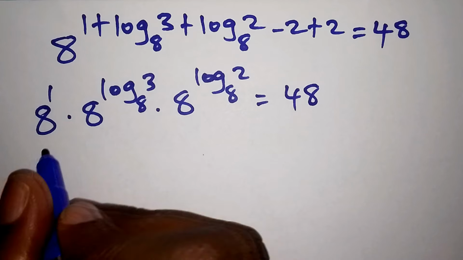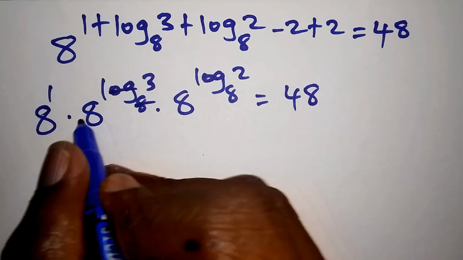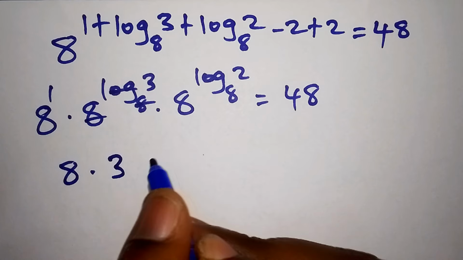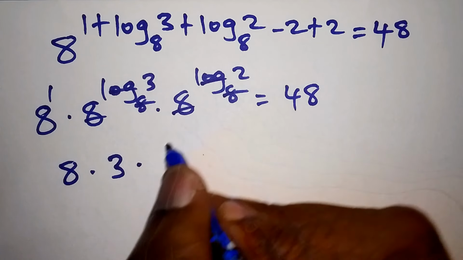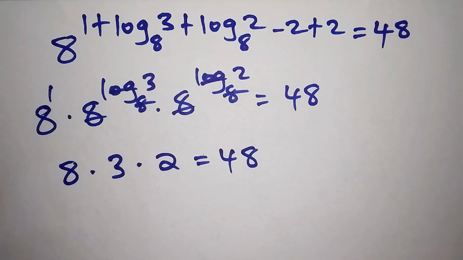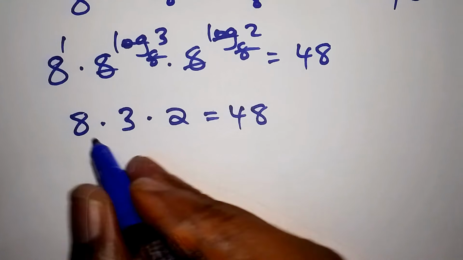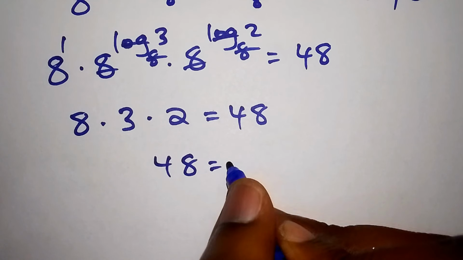Now 8 to the power of 1 is 8. Then 8 to the log to the base of 8 cancels, so we have 3. Multiplying by 8 to the log to the base of 8 cancels, so we have 2, is equal to 48. So now 8 multiplied by 3 is 24, and 24 multiplied by 2 is 48, which is equal to 48.